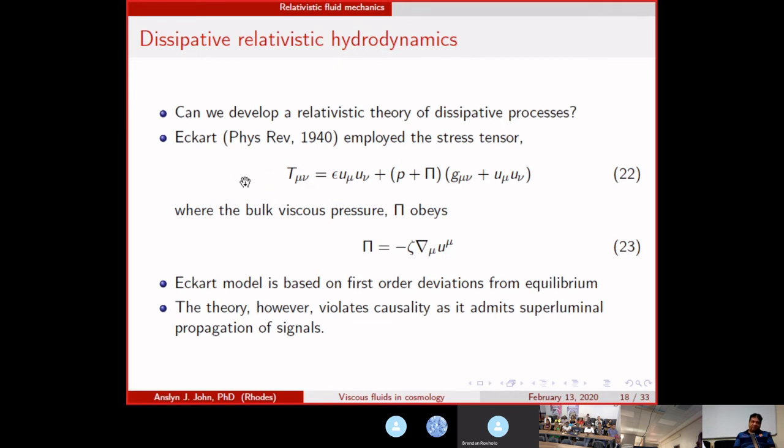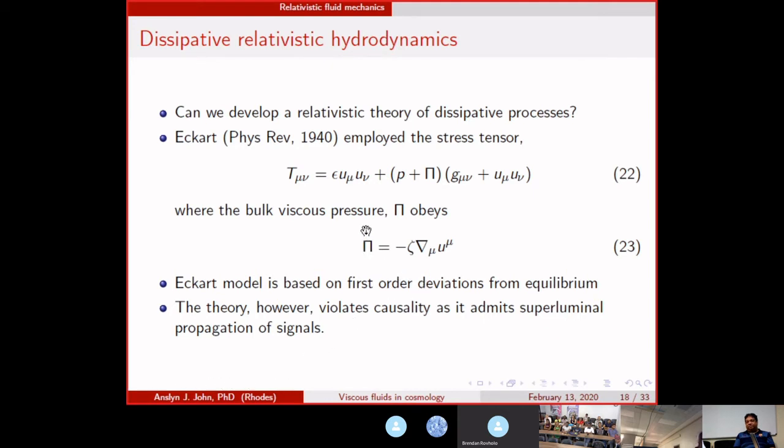And the conservation laws simply follow from taking the divergence of the stress tensor. It's based on first order deviations from thermal equilibrium. The Eckart model is quite useful. It's been used to model many systems. However, it does violate causality and it admits superluminal propagation of signals.